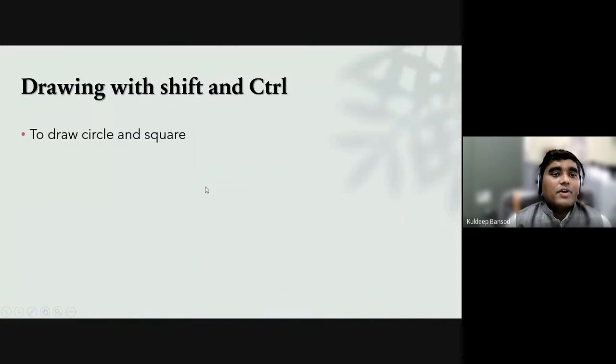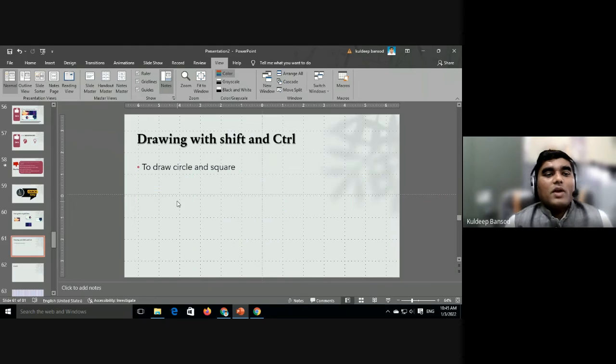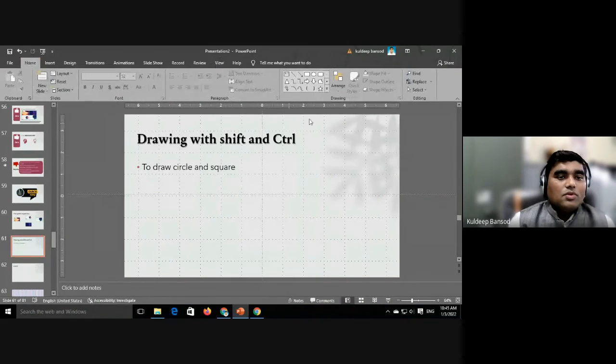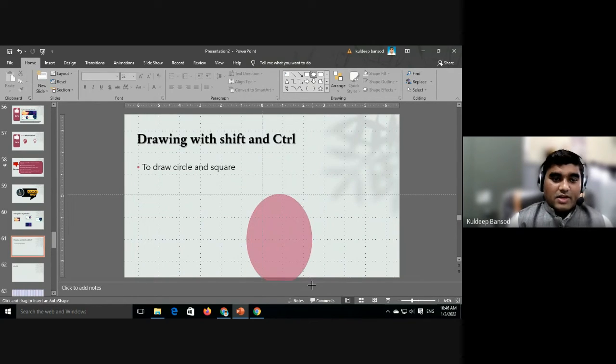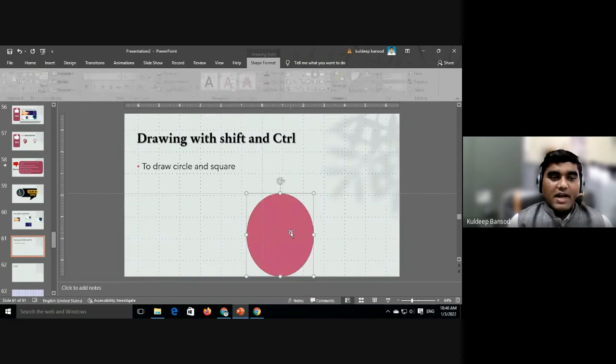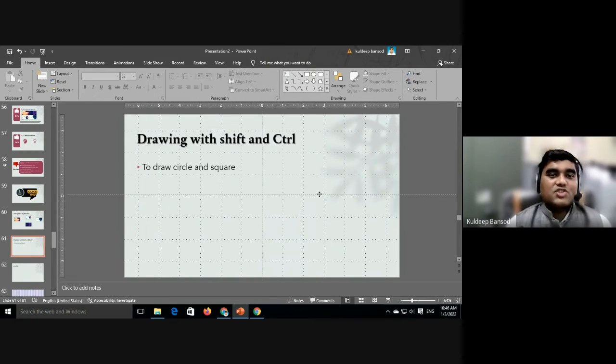Another tip is drawing with Shift and Control. Normally, when we want to draw a circle, we select the circle and draw it. While drawing the circle, it will not come out as a perfect circle or a perfect square.